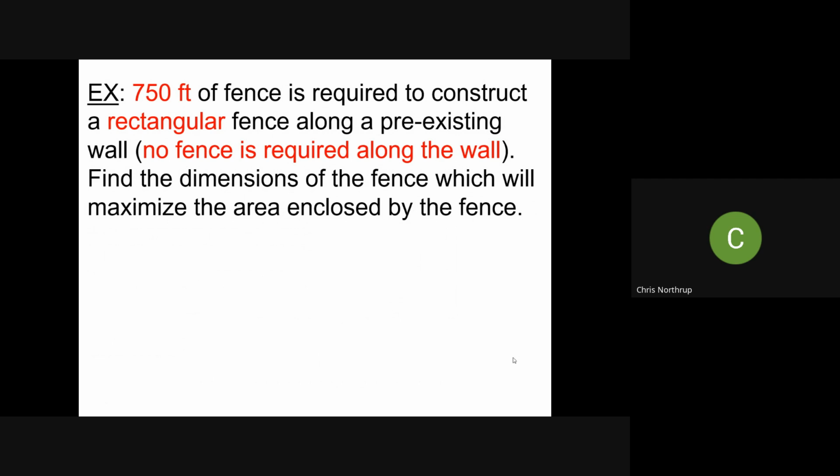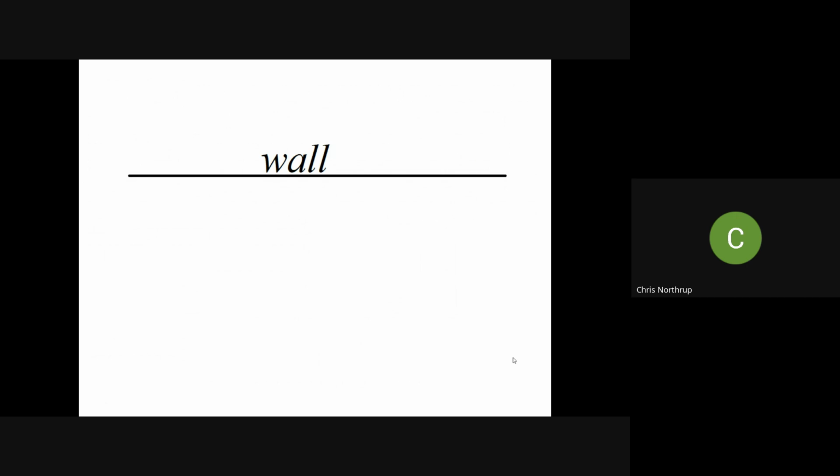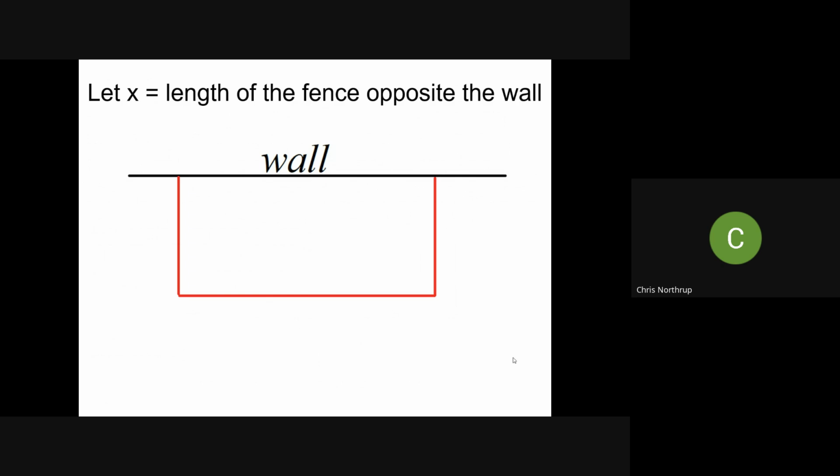So let's kind of visualize what's happening. I've got a wall, and then with 750 feet, I need to make a rectangular fence that is connected to that wall. So let's clearly define a couple things. You have a lot of options. I'm going to start off saying x is the length of the fence opposite to that wall. So that would be x amount.